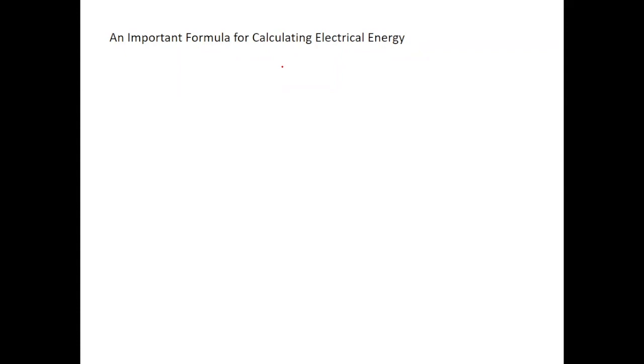Electric energy is the work done by electric current. What is electric energy? Electric energy is power into time. So how much power we consume in so much time, that is called electric energy. The electric energy consumed by an electric appliance is given by the product of its power rating and the time for which it is used.